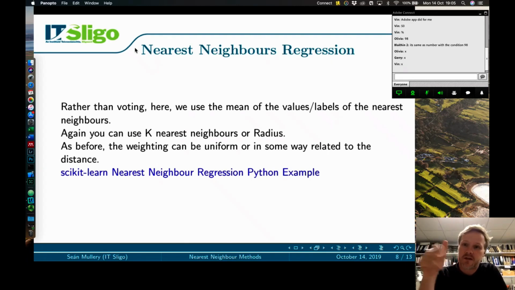And what we do is we take a certain set of neighbours, take their values, and then take an average or a mean of those. Again, you can use the k-nearest neighbours or you can use a radius in these cases. That's a matter for you to decide. And as before, you can weight them depending on how far they are away, or you can just take their values at face value.